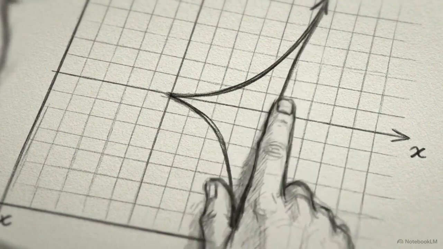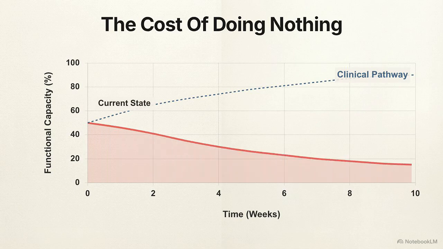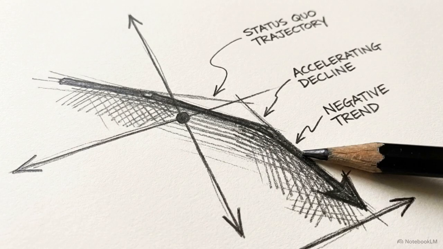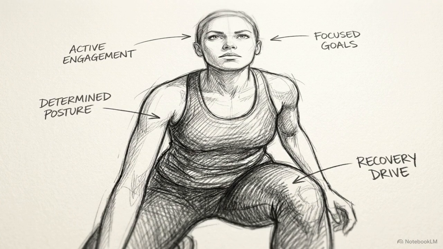Then we plot the alternative. If the patient does nothing, this downward trajectory represents the realistic decline in their mobility. This downward slope reframes the status quo. It visually proves that staying still is actually an active decline rather than a safe harbor. Laying out these intersecting trajectories transfers agency. The chart requires the patient to be an active reader of their own data, moving them from a passive recipient of instruction to an active participant in their outcome.